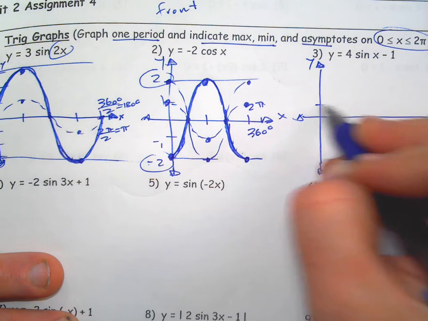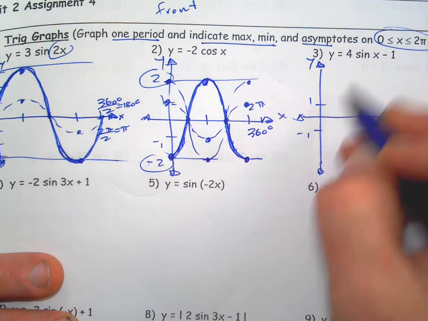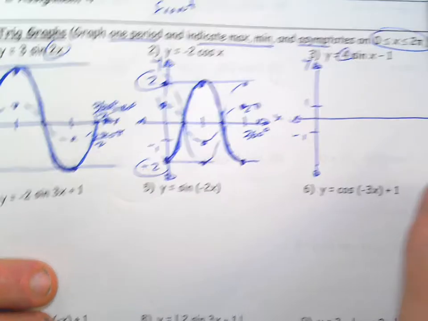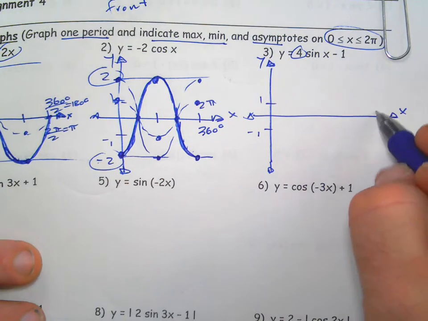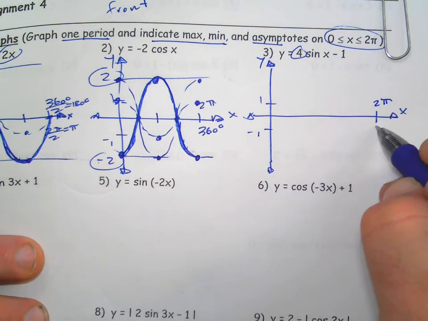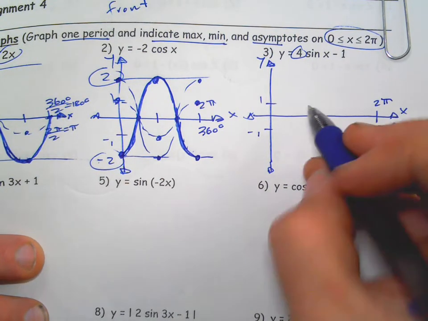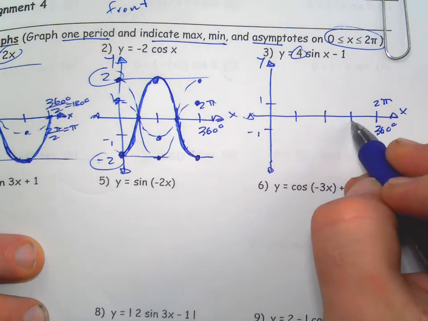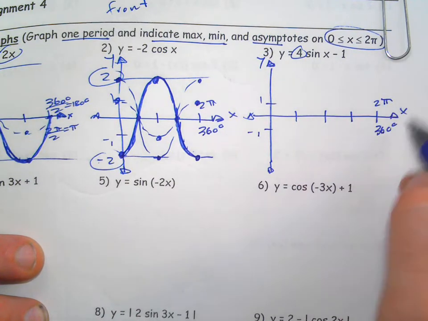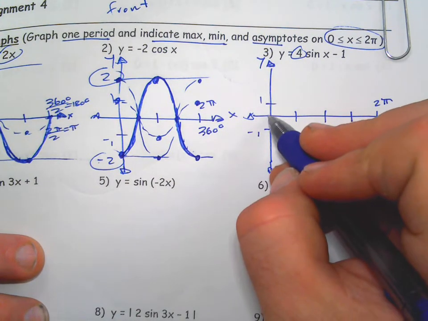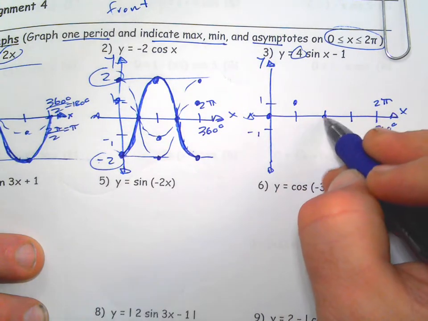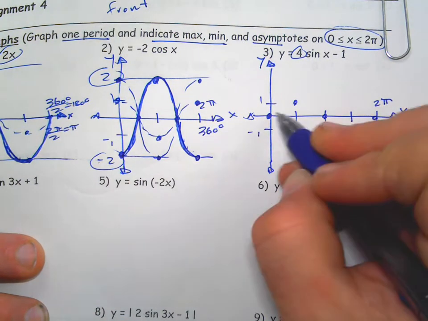All right, 1, negative 1. Now, I'm making these a little smaller because I see this 4 right here. So sometimes it might be good to anticipate what you need. 2 pi, 360 degrees, cut in half, cut the halves in half. No change in the period. So then we sketch the sine curve. Starts at 0, 1, 0, negative 1, 0, light dashed line.